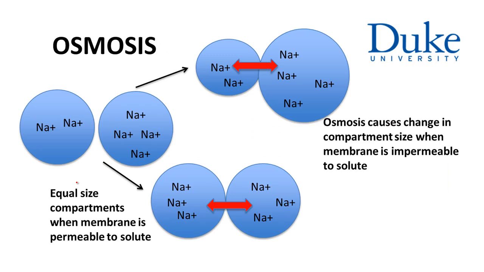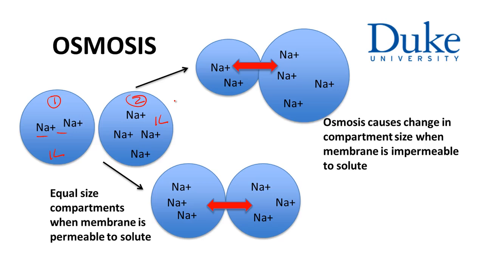All right, so let's look at why this can be very important. If we have two different compartments, so we have two cells, cell 1 and cell 2, in cell 1 we have 2 sodium ions, and in cell 2 we have 4. Now, these have equal compartments, so they're the same size. So let's say this is 1 liter in size, and this is 1 liter in size.